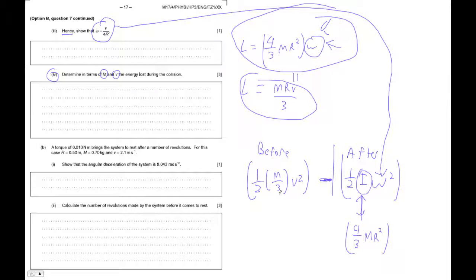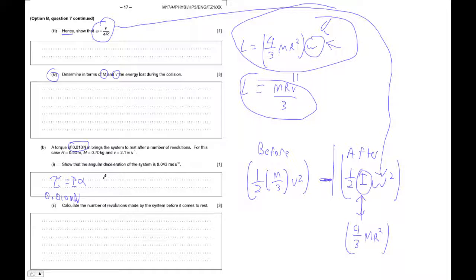All right. Show that the angular deceleration of the system is 0.43 radians per second squared, right? So we're going to use torque is I alpha. The torque they're telling us is this. So our torque is 0.010 meter newtons.